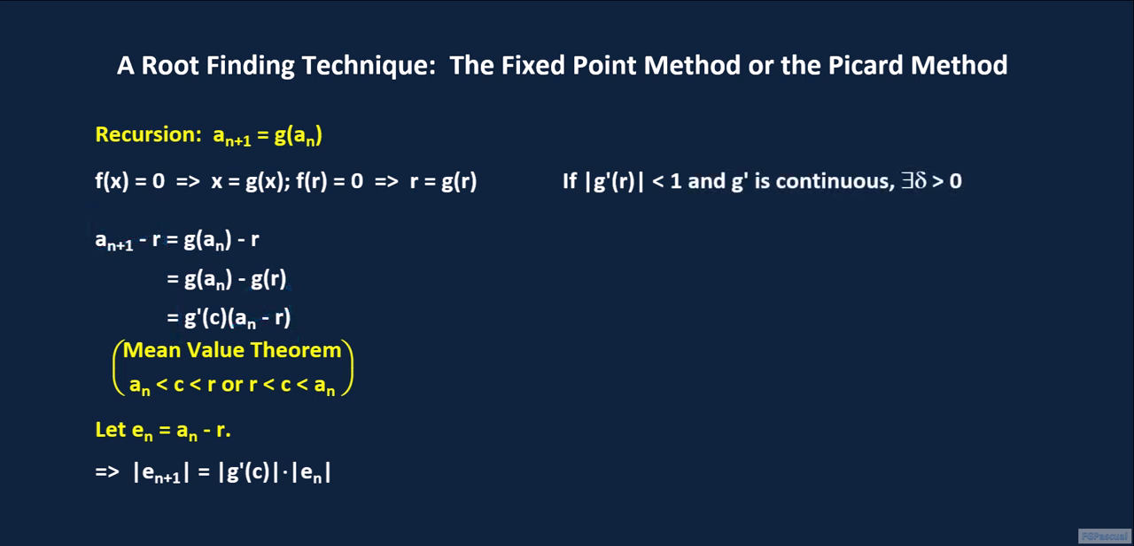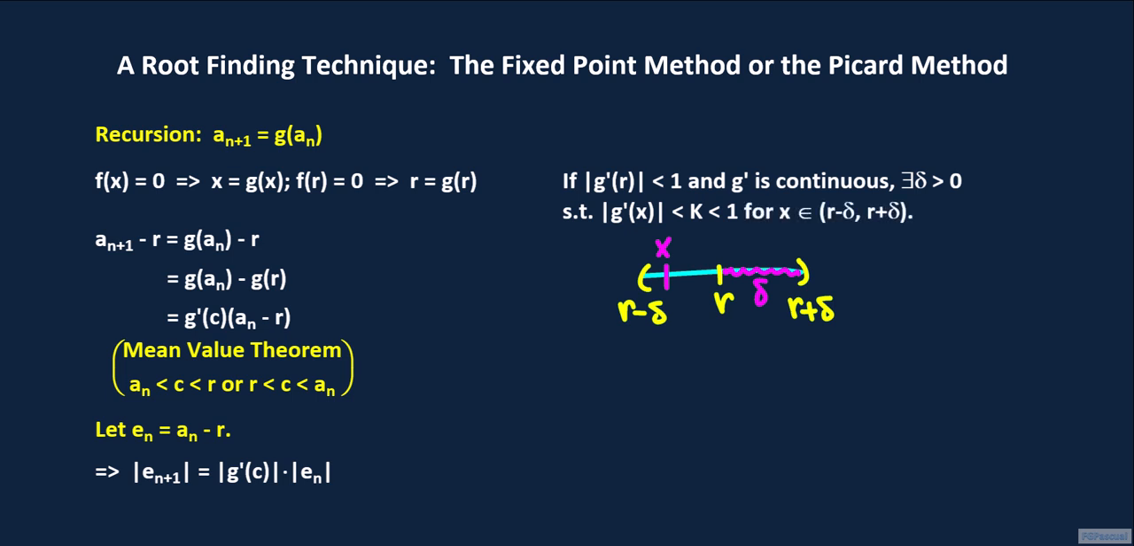there should exist some positive real number delta, and the corresponding open interval centered at r, and whose endpoints are r minus delta and r plus delta, such that the absolute value of g prime of x is less than some value k which is less than 1, as long as x is inside this delta interval. This means that if the nth estimate a sub n is also within this delta interval, then the absolute value of g prime of c will be less than k.